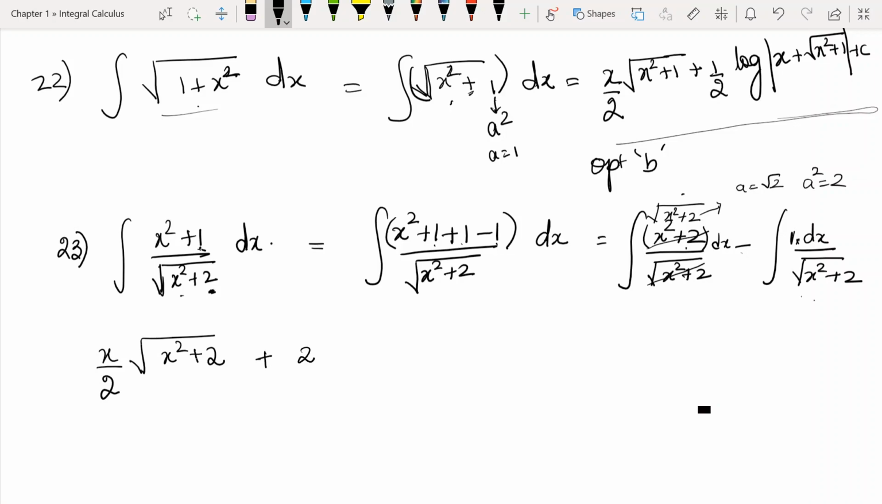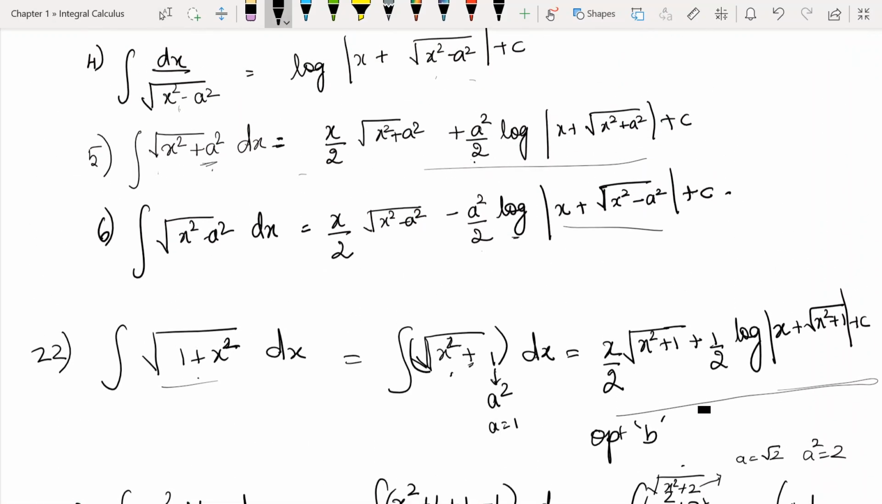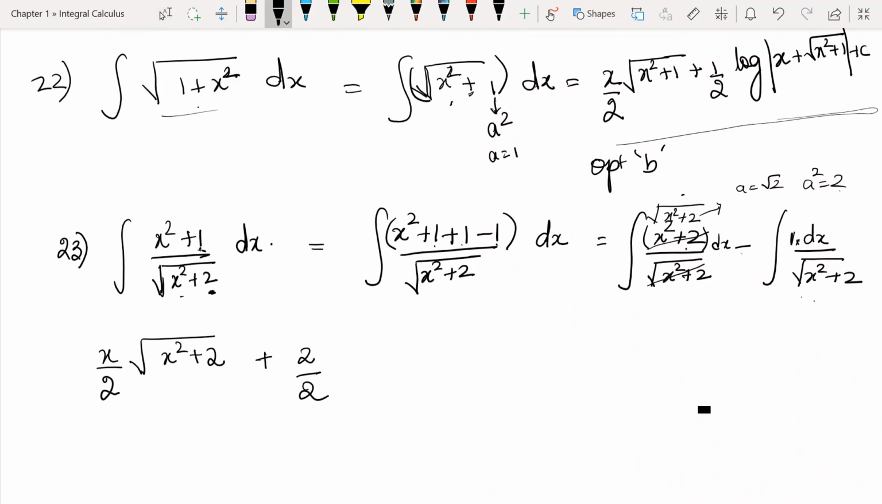plus a square by 2. A square here is 2, so 2 by 2. What is the formula? A square by 2. So what is a square? A square is 2 here. So 2 by 2 log of, open the bracket, x plus root of x square plus a square. X square plus a square is x square plus 2. Close the bracket. Is it clear? Now this 2 and 2 will get cancelled. So what I have done is I have just integrated this term.